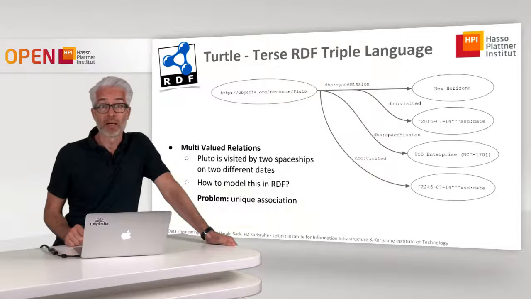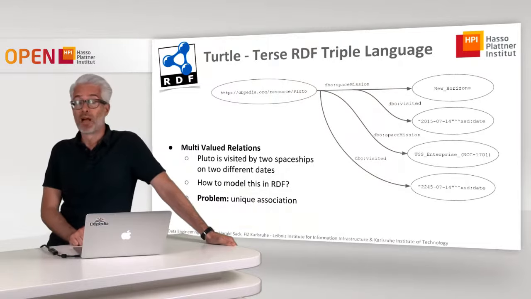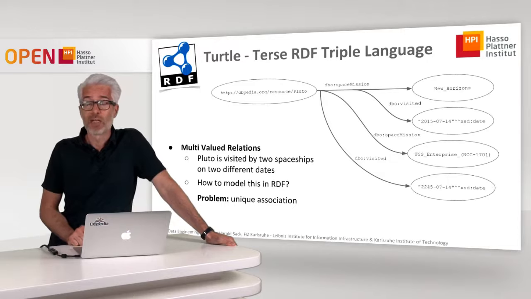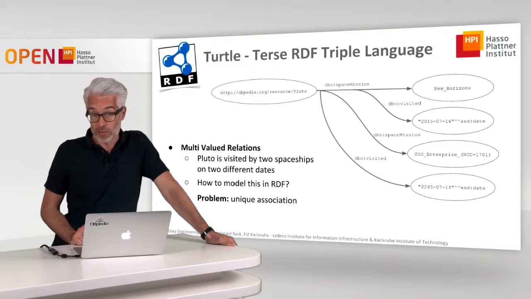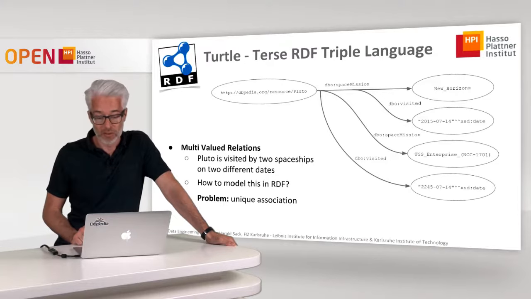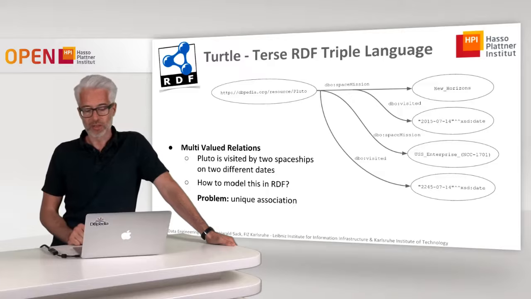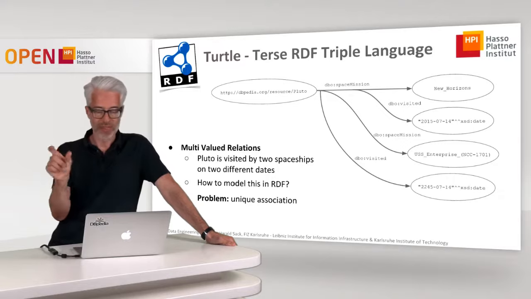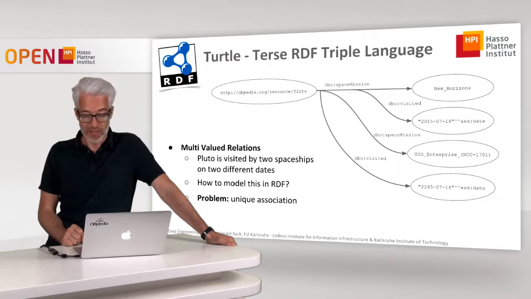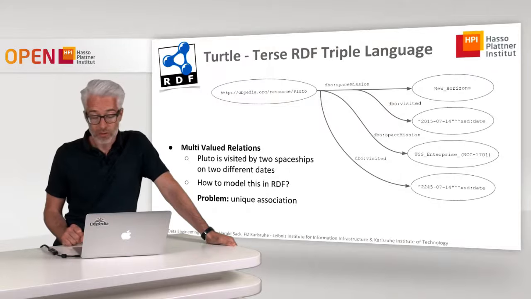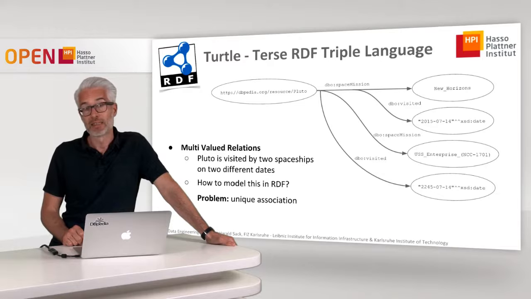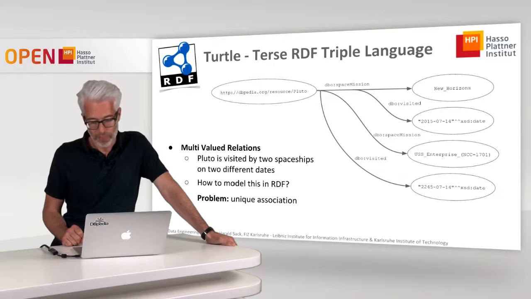But there is more in RDF. For example, the problem, how do I express so-called many-valued relations? Just have a look at the following problem. Pluto is visited by two different spaceships on two different dates. Let's have a look at the graph representation we have here. So we see Pluto, and then we have a space mission, New Horizons. And then we have a date visited, which is in 2015. And next we have a space mission, which is referring to the USS Enterprise from the well-known Star Trek series. And this has been visited then somewhere in the 23rd century.